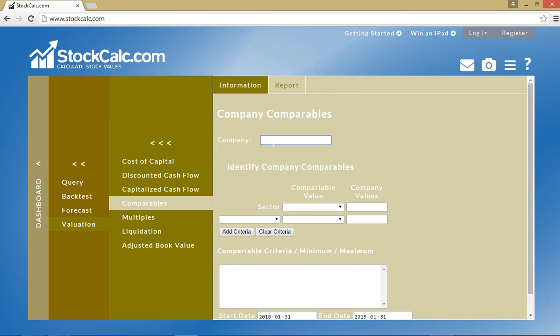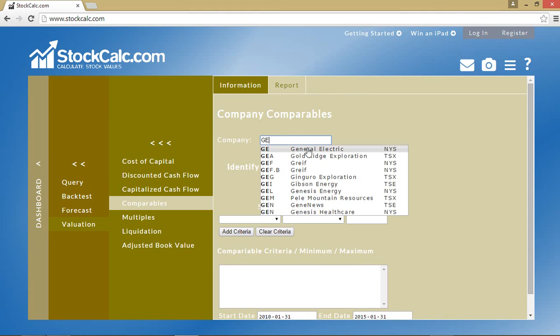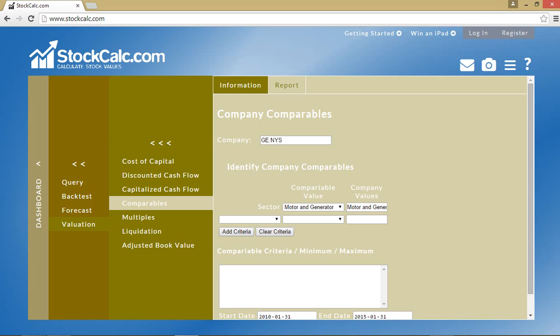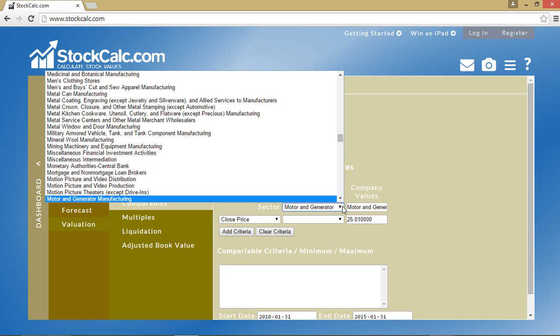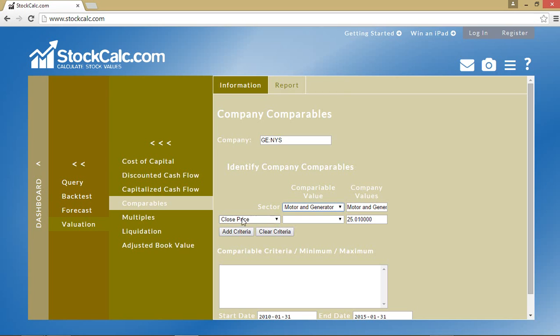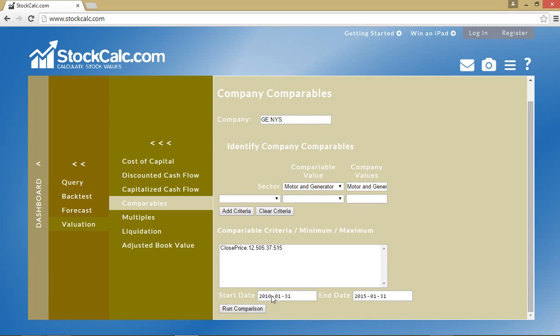Finally, we will look at a comparables. The comparables uses companies that are in similar situation to the company that we're looking at, and we'll use their metrics to help identify the value of the company that we're looking at. So in this case, GE is in motor and generator manufacturing, and we're going to grab companies in that category whose close price is within 50% of General Electric's current price. We will add that criteria, and we're going to do this over a 5-year period. So we will grab any companies that fall into this sector and have this close price range over the last 5 years. With that, we can run the comparison.